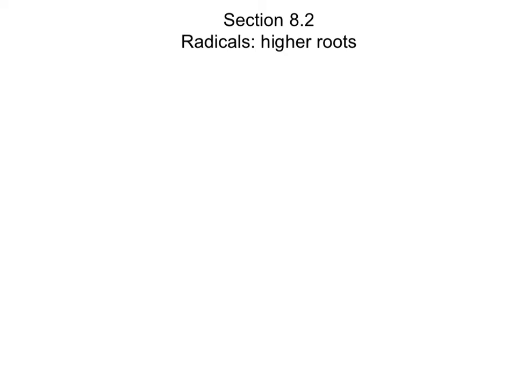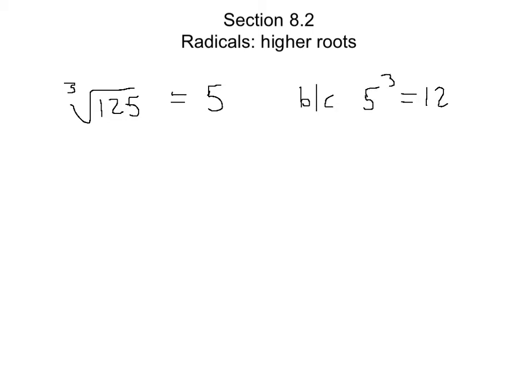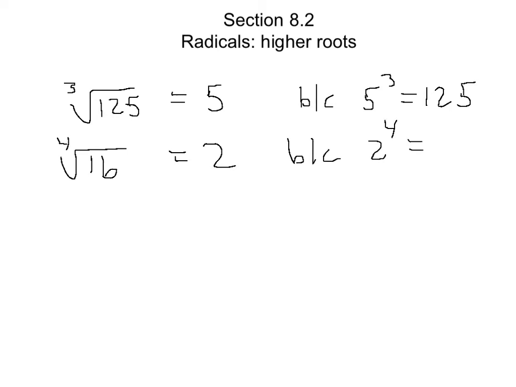Hello there. So now let's talk about radicals that are different than the square root. For example, cube root, or fourth root, or fifth root. So just to remind you of what this would look like, if I ask you what the cube root of 125 is, that's going to be 5. And that's because 5 cubed is 125.